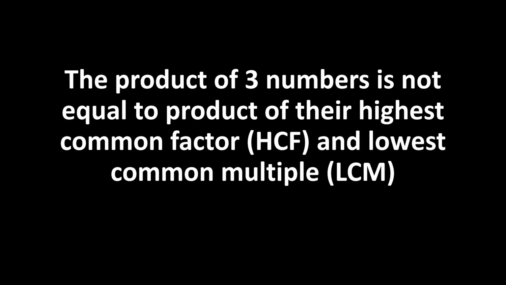The product of three numbers is not equal to the product of their highest common factor HCF and lowest common multiple LCM. Now let's see whether this statement is true or not with the help of an example. Here we are finding out the LCM and HCF of 6, 72 and 120. Let's do the prime factorization of all these three numbers. Let's start with 6 first of all.